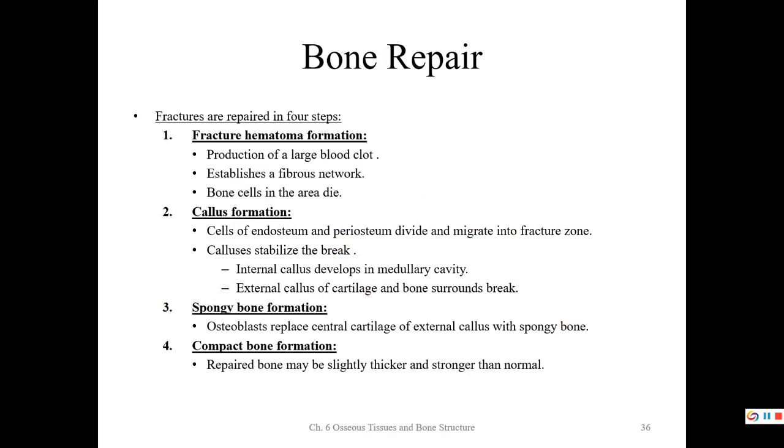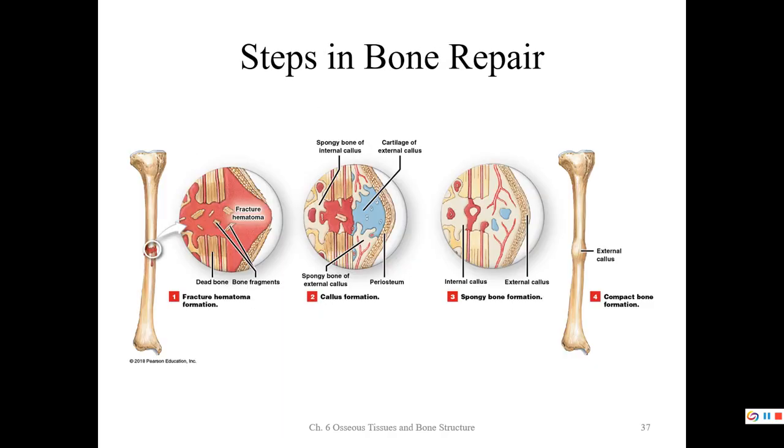The cells in the endosteum and periosteum will divide and migrate to the fracture zone. They will create a callus, stabilize the break, an internal callus in the medullary cavity, and an external callus around the bone. Then spongy bone will form, osteoblasts will replace the central cartilage of the external callus with spongy bone, and then we'll start to have compact bone formation, where repaired bone will be slightly thicker and stronger than normal because it has been broken before. All right. And that's what's going to happen, and you'll have a callus, okay?